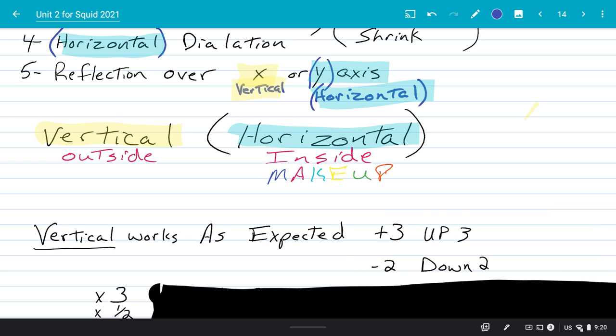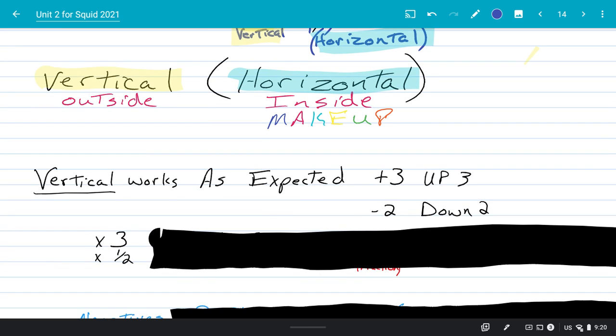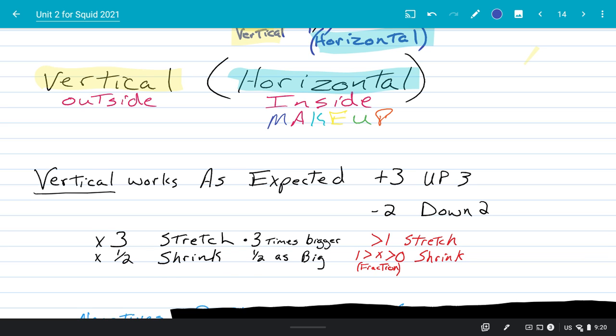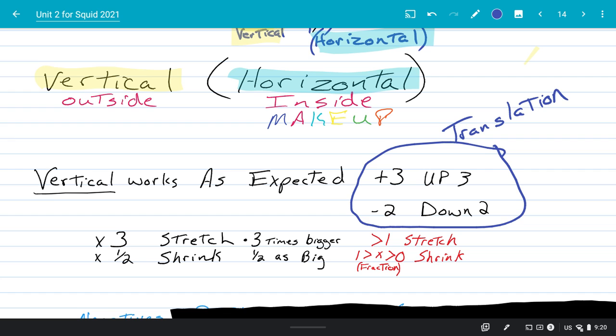Now, vertical transformations happen as expected. And there's 2 different things that can happen. One, you can simply add or subtract a number. And if you add or subtract, that is a translation, or just a slide. So if I have f of x plus 3, whatever the graph was originally would simply move up 3 units. Just like if I had f of x minus 2, whatever the function is, would move down 2 places. It would just slide. Doesn't get any bigger, doesn't get any smaller. It just slides up and down. Are you with me?